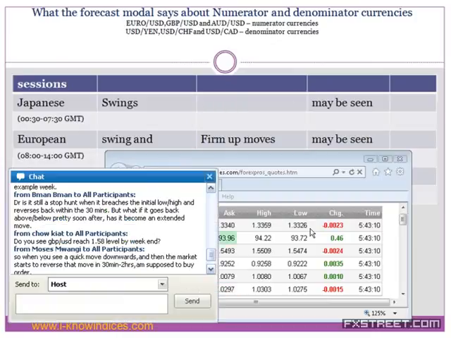Then B-man, it is still a stop and reverse when it breaches the initial low or high and reverses back within 30 minutes. Yes, it is a stop and reverse. But if it goes back above or below parity pretty soon, after which it has become an extended move. Probably tomorrow or the day after tomorrow, during the Tracking the Forex Market Together webinar, I'll explain to you how the extended move can be differentiated from that of the false move and the stop and reverse.